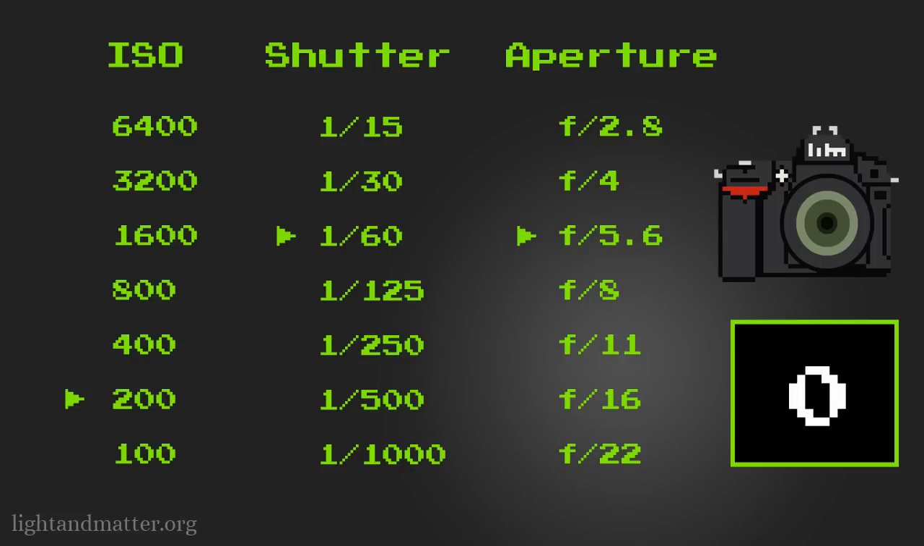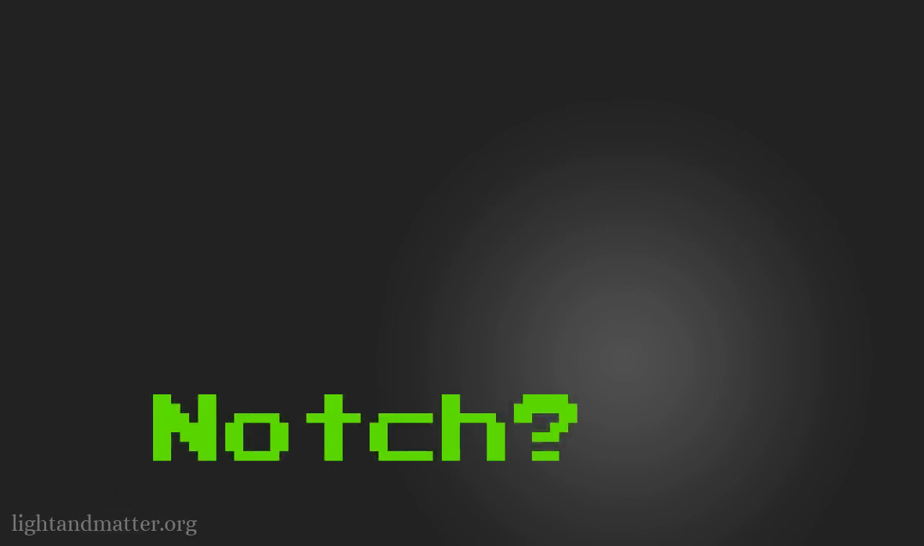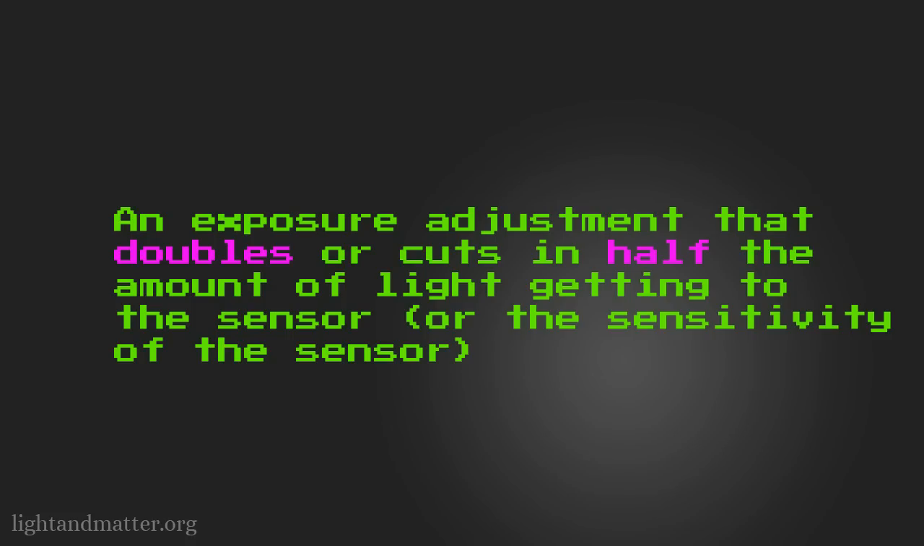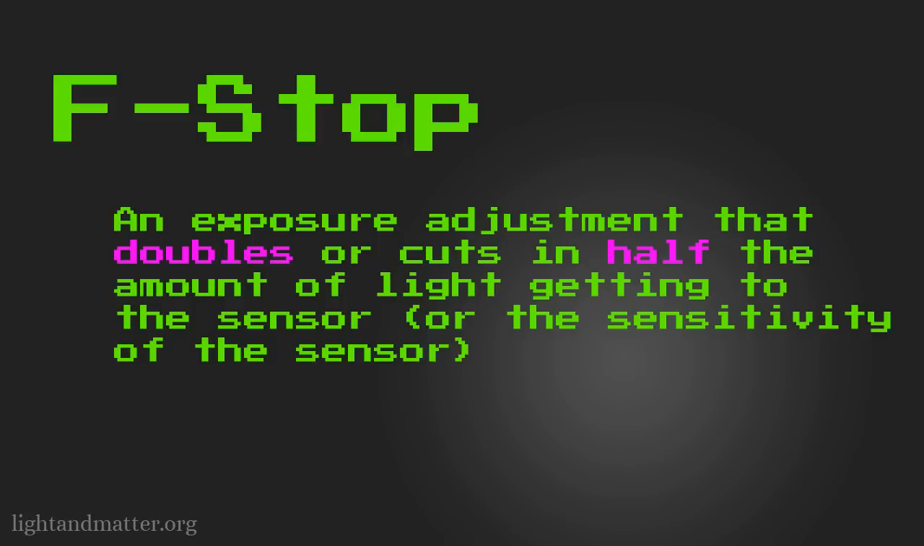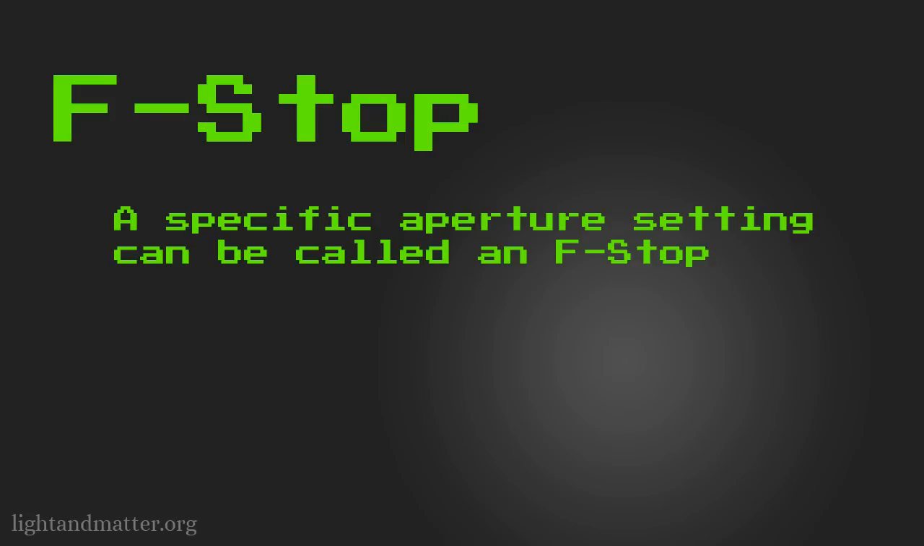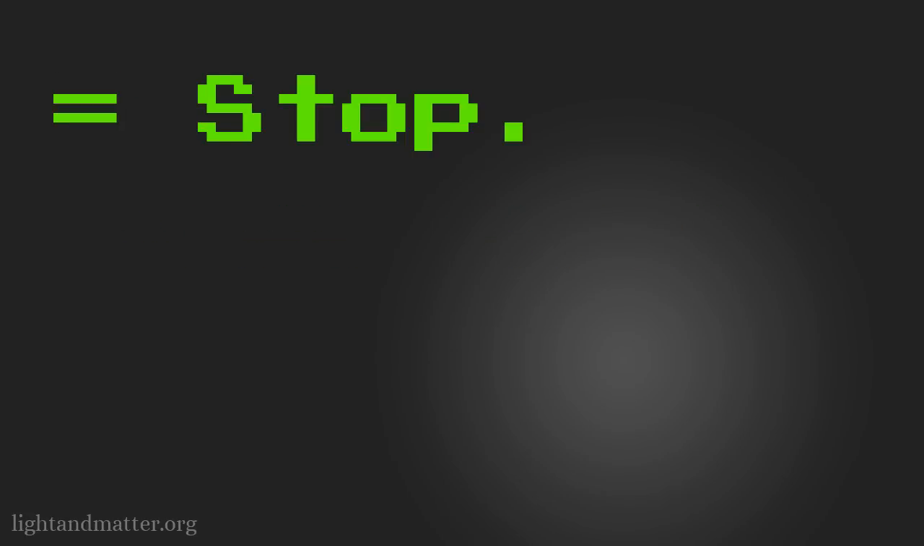Just one final note. Even though I've been saying stuff like change the setting 1 notch to ISO 400 or a 1/50th of a second, these notches actually have a name. When the change you make doubles or cuts in half the amount of light getting to the sensor, or the sensitivity of the sensor, it's called an F-stop, but that usually gets shortened to just plain stop. So next time you hear someone talk about adding a stop of exposure, you'll know what's up.